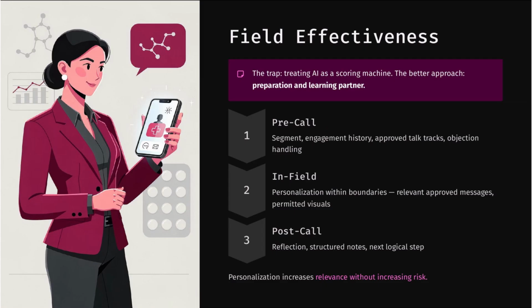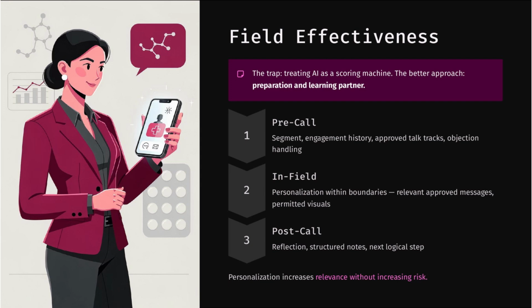Now let's talk about field effectiveness, because this is where organizations can either build trust in agents or create backlash. Field effectiveness is about improving what happens in the field: the right targets, the right message, the right timing, and the right support. The trap is to treat AI as a scoring machine that tells reps what to do. If you do that, adoption collapses. The better approach is to treat the agent as a preparation and learning partner.